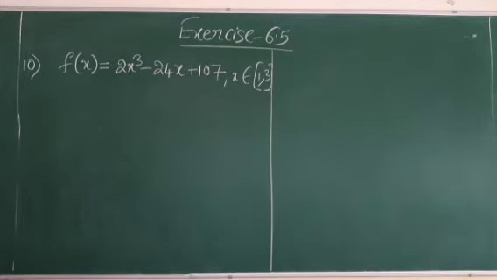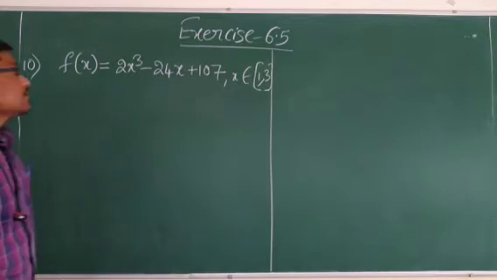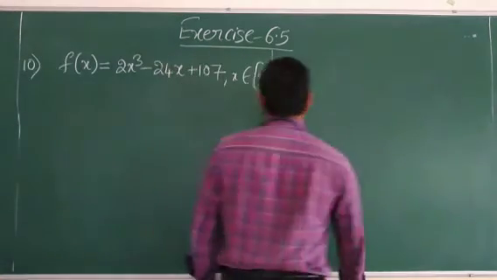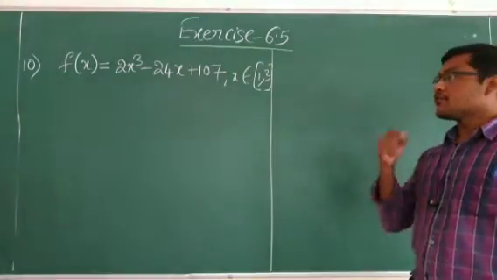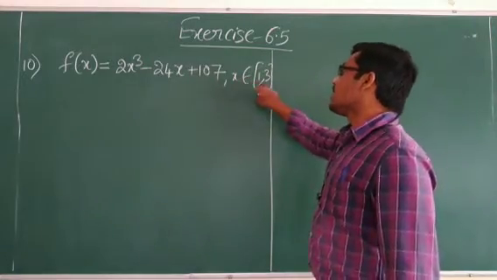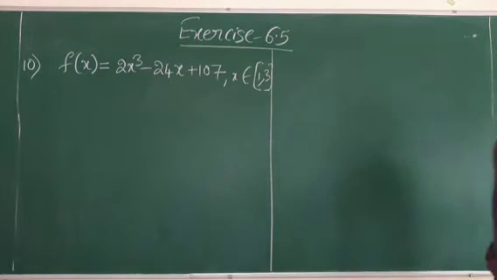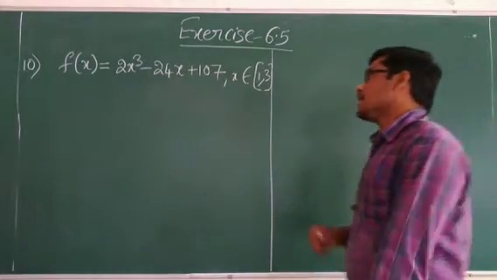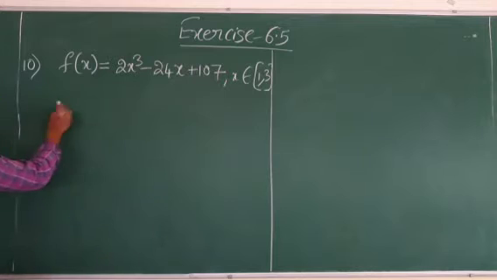10th question. The given function is f of x equal to 2x cube minus 24x plus 107. Here we have two parts. In the first part, we have to find the maximum value in the interval 1 to 3, and we also should solve for the same function in the interval minus 3 to minus 1. So first we'll solve in this interval.